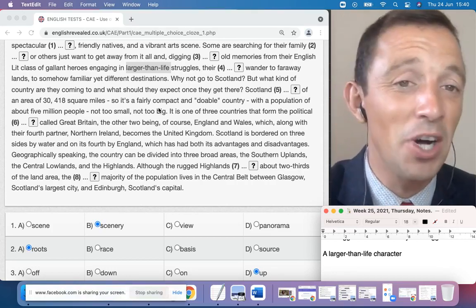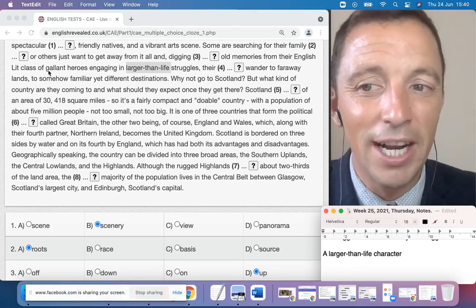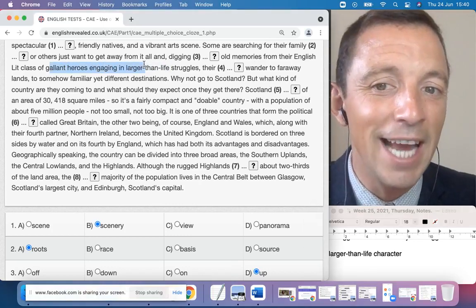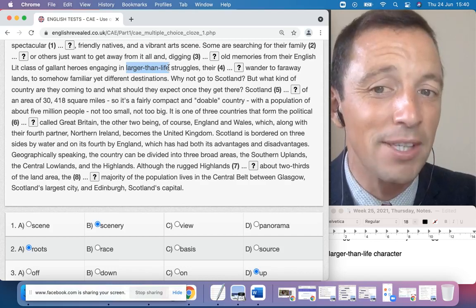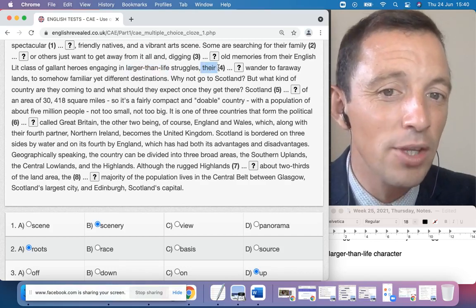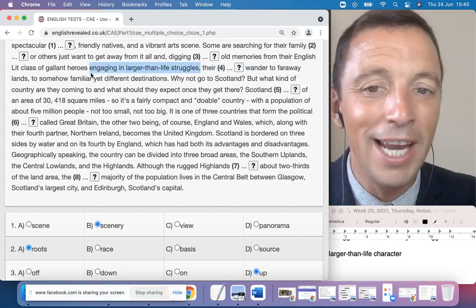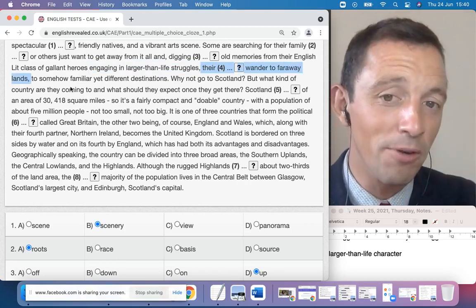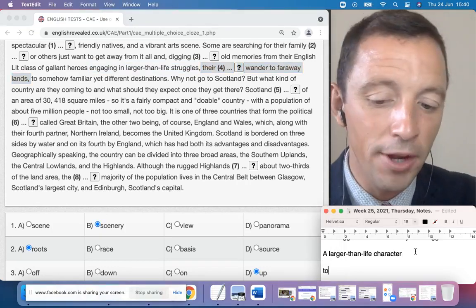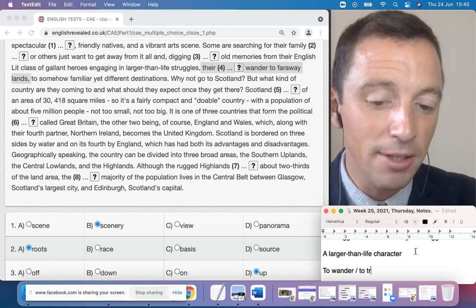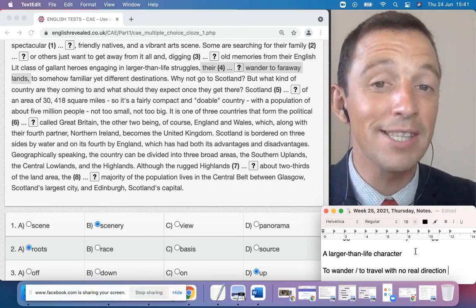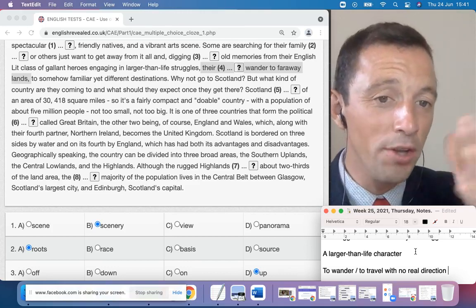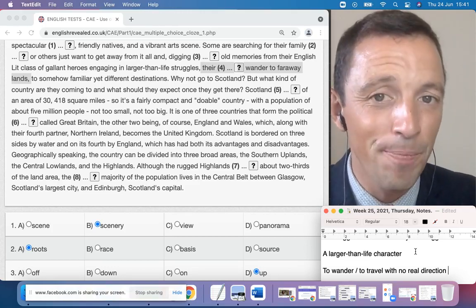Okay, so that's the context of the sentence from their English Lit class of gallant heroes engaging in larger than life struggles. So it's like dramatic, dramatized struggles. There, something wander to faraway lands. Very, very important vocabulary, because the verb to wander is basically to travel with no real direction. So for example, in the city center, you want to wander. It's like to explore, okay?